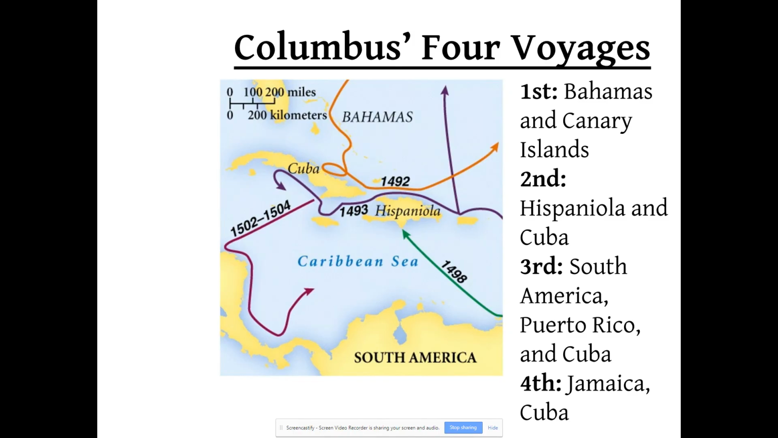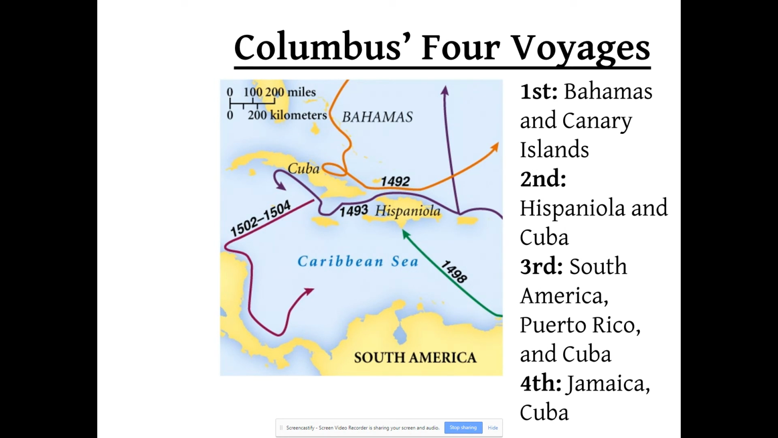So I'm not going to expect you to know this for the test, but I just want to make a point here. A lot of students think that Columbus landed on the continental United States. But as you can see from this map, that is not the case. Columbus got very close, but he did not actually land on the continental United States. Instead, he landed on places like the Bahamas, the Canary Islands, Hispaniola, Cuba, South America, Puerto Rico, Jamaica.